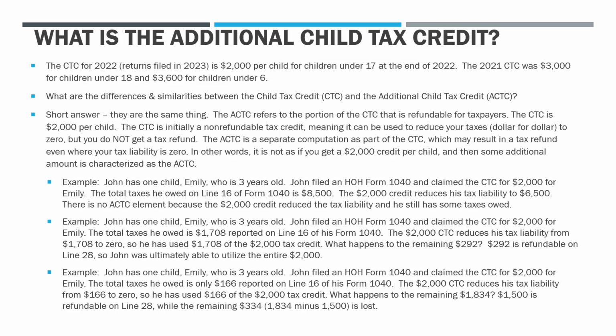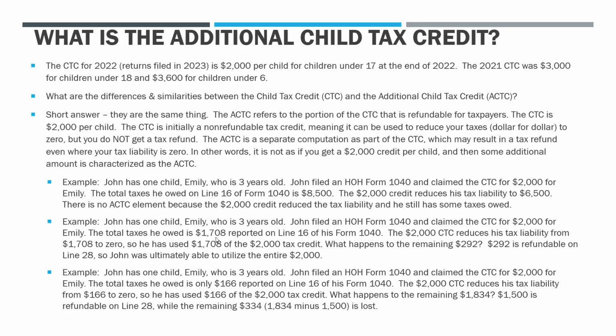So in our next example, let's assume the same thing, except for this one, maybe John's income is much lower. So he filed head of household, he claimed the $2,000 credit, right? It's $2,000 per child, assuming your income is below the relevant thresholds, because obviously there are some phase-outs, but let's say he's getting the full $2,000. The taxes he owed on his return before factoring in this credit were $1,708.